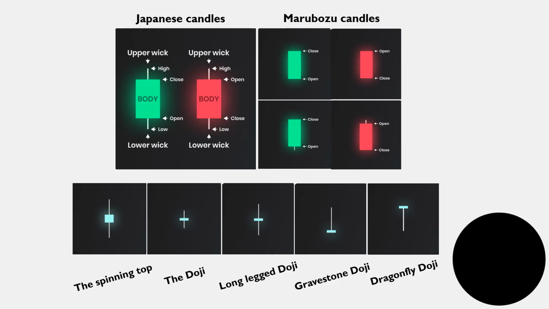The wicks. These are the thin lines above and below the body. They show you the absolute high and low prices the asset reached during that period. The shape and the size of these candles can give us clues about market sentiment. For example, a Marubozu candle with no wicks shows extreme conviction, while a spinning top or a doji shows indecision in the market. There are many types like the dragonfly and gravestone doji, which can signal potential reversals.